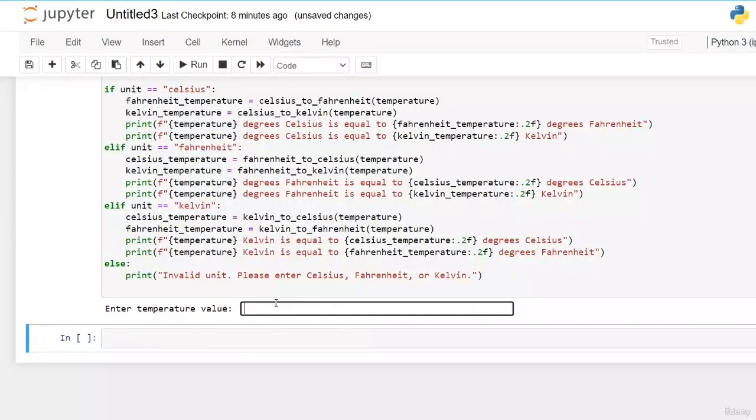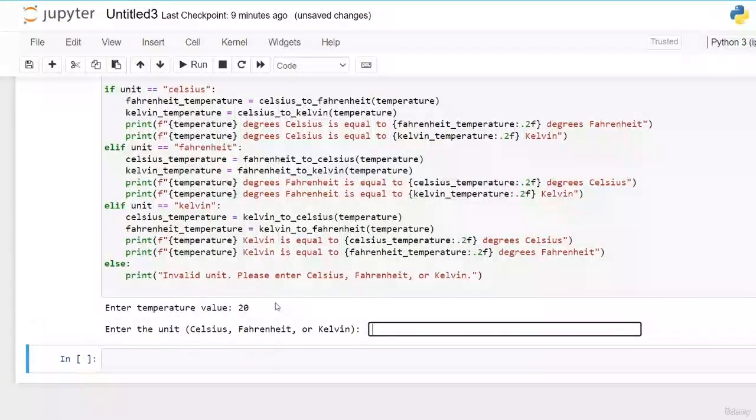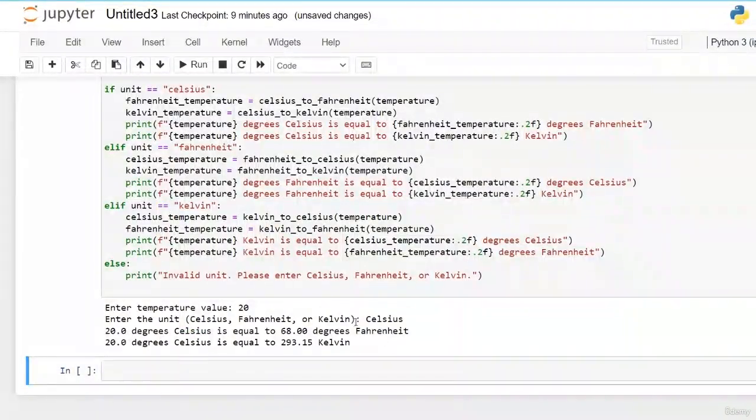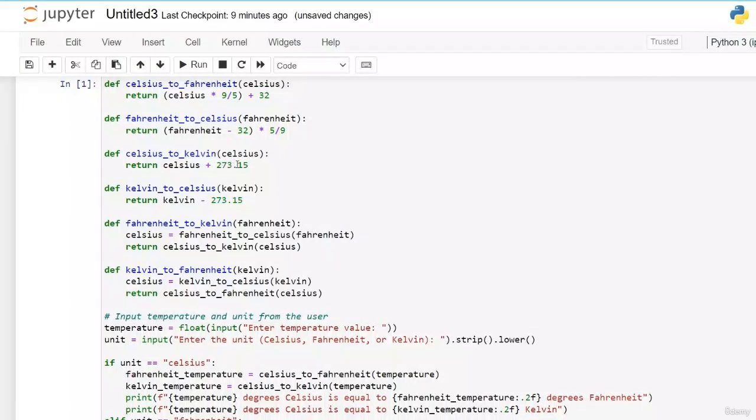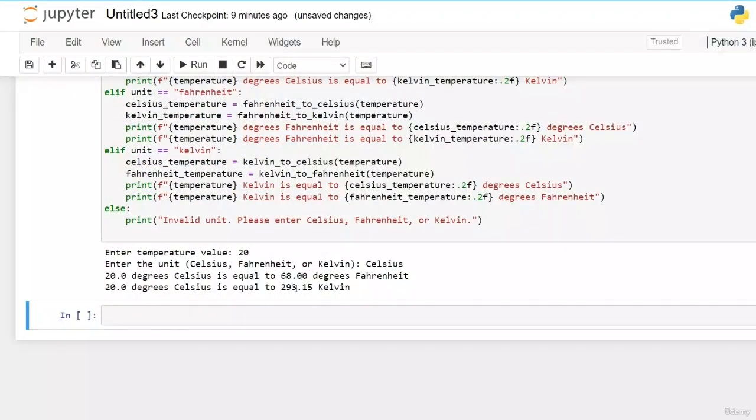I run this, it says enter your temperature value, and I enter 20. 20 is my temperature value. But what is the SI unit of this 20? What does this 20 mean? Is it in Celsius, is it in Fahrenheit, or is it in Kelvin? And this is in Celsius. So 20 degrees Celsius. And then when you click enter, we should get the temperature equivalent in Fahrenheit and in Kelvin. When you run this, you see what 20 degrees Celsius is in Fahrenheit and in Kelvin. Remember, our Kelvin offset is 273, so 273 plus 20 is 293.